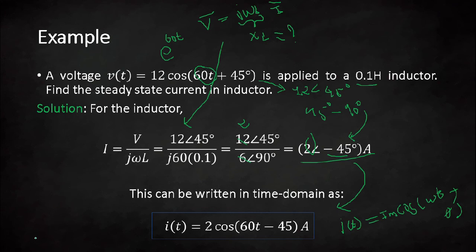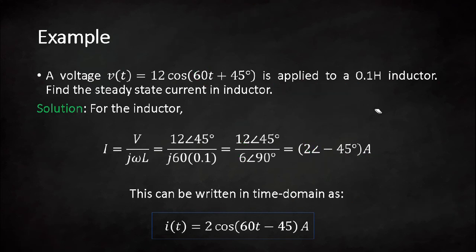So this is all about today's lecture. In today's lecture we discussed the voltage and current relationship in the case of inductor and capacitor, and we have used one example. I hope this is clear to you: in the case of inductor and capacitor, what is the relationship between voltage and current?